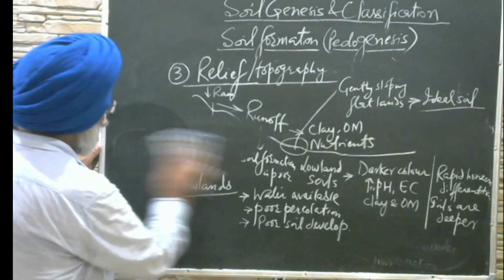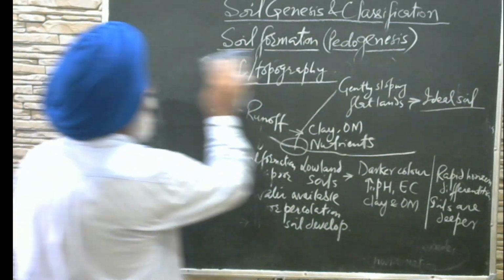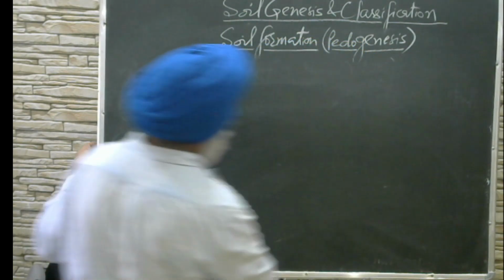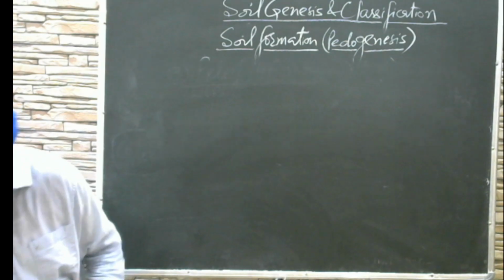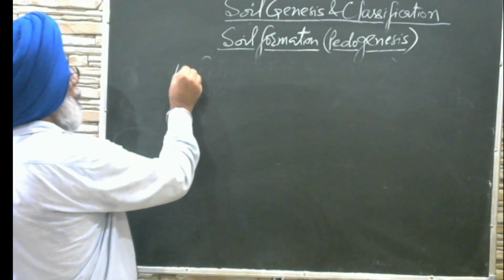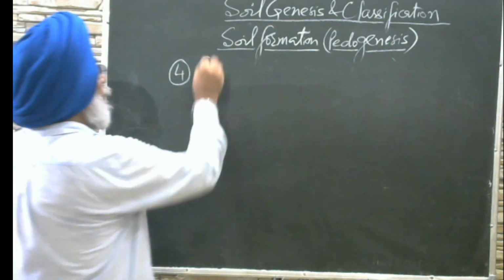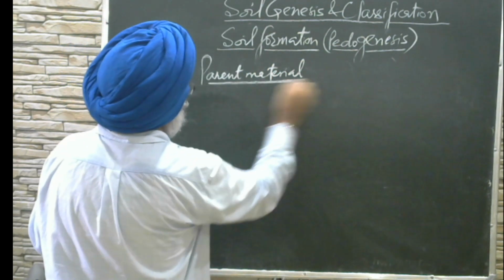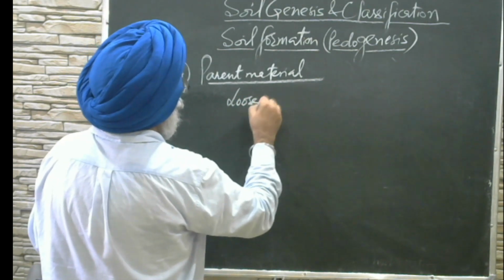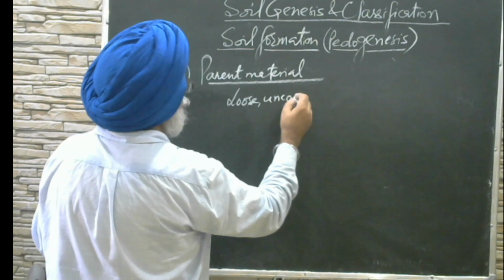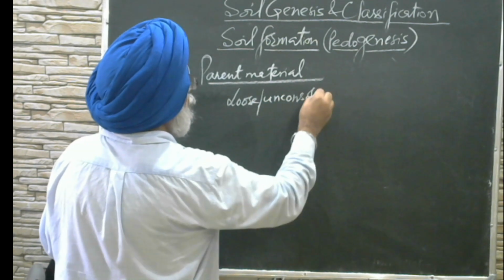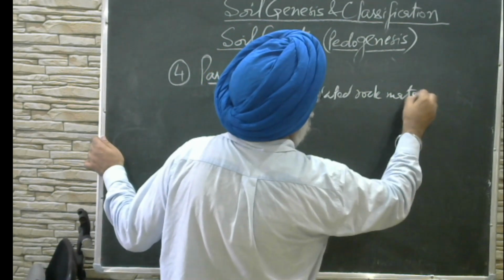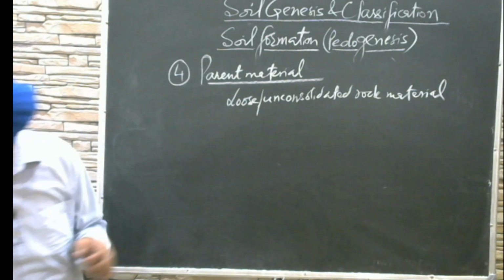After relief, the next factor is parent material. Again an important factor, because it is the parent material which provides the base for the formation of soil. If parent material had not been there, the soil would not have been there. So the fourth is parent material. As we discussed yesterday, it is loose, unconsolidated rock material. That is called parent material.